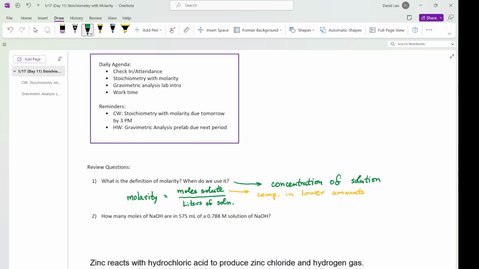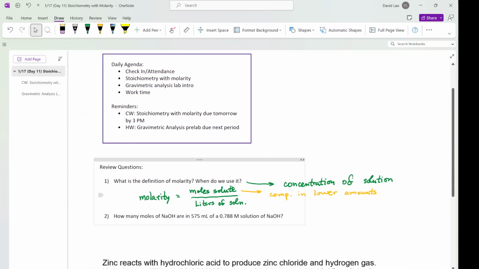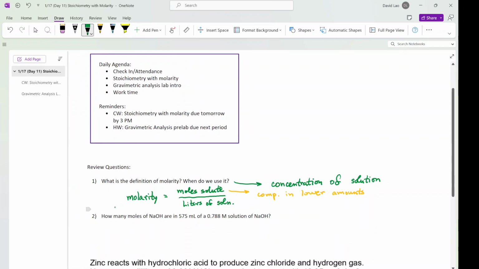And you may recall that the units of molarity, I guess I'll write it here. Units of molarity are big M. Right? These are the units. We read that as molar. So in example 2 here, the 0.788 capital M would be read as 0.788 molar solution of sodium hydroxide.